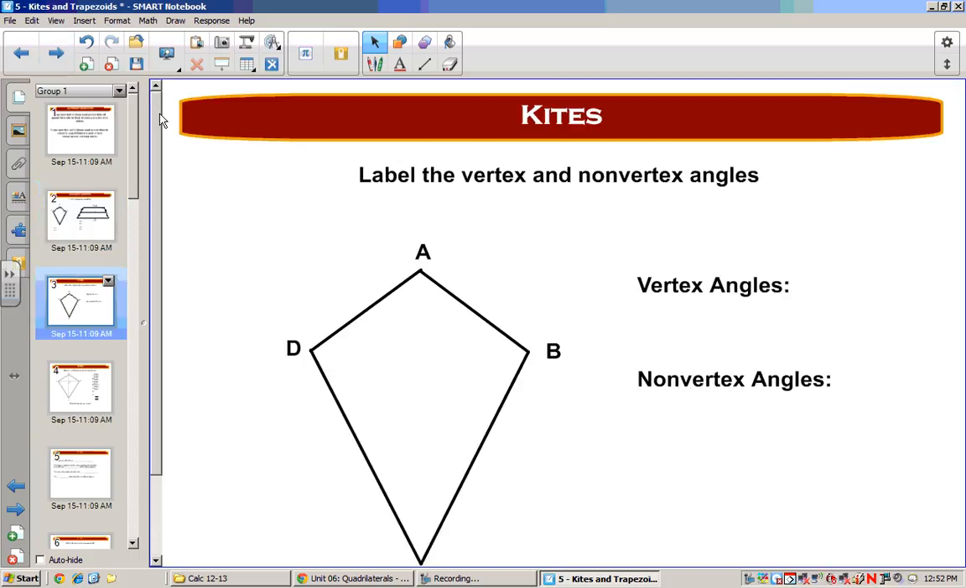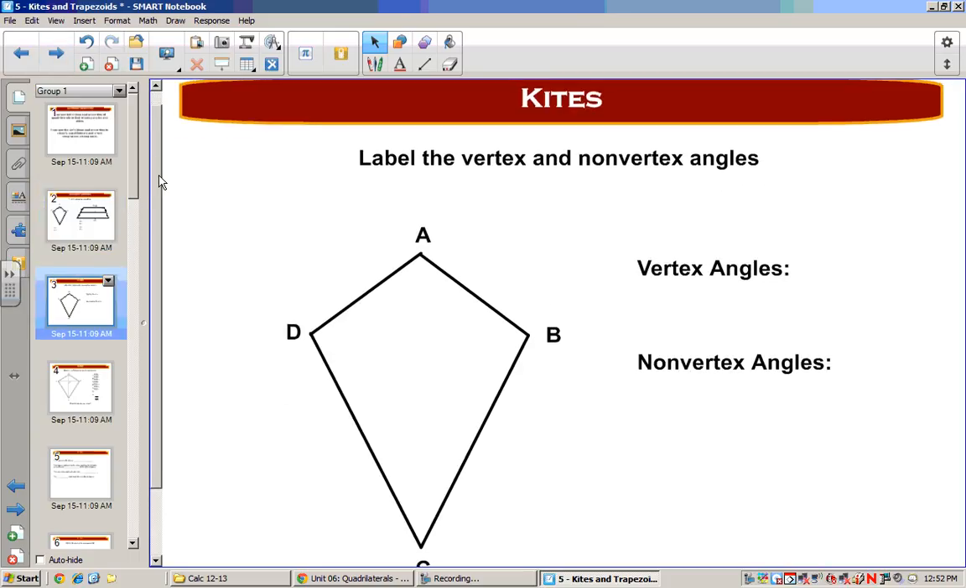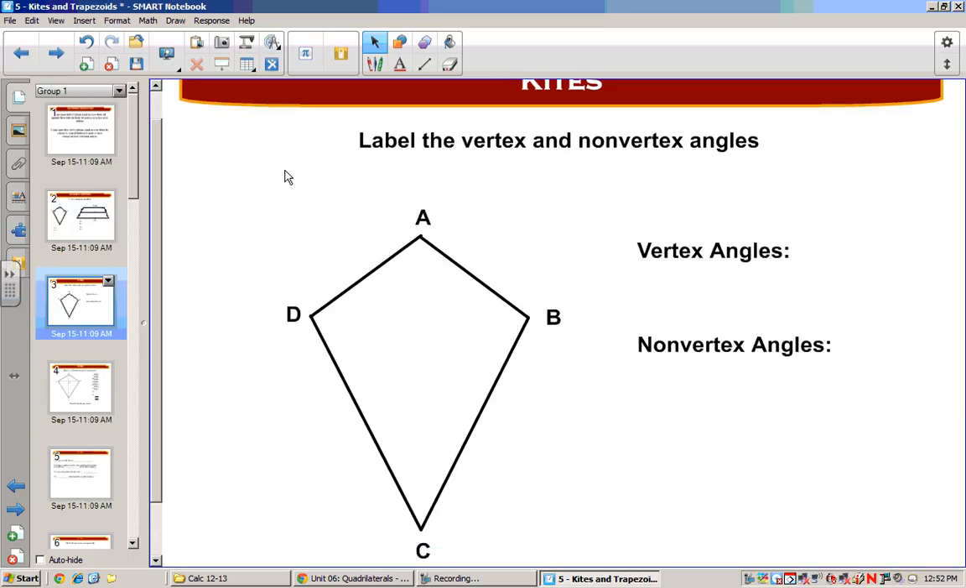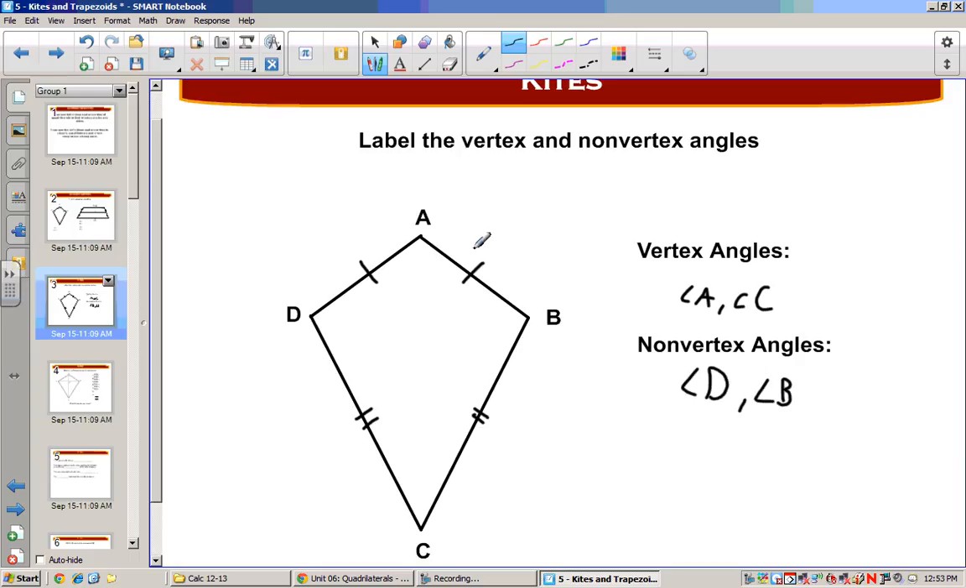Alright, the definition of a kite is two consecutive congruent angles, two sets. So these two are going to be congruent, and those two are going to be congruent. Now, your vertex angles are angles A and angle C, where your non-vertex angles are angle D and angle B. Vertex is where just the two congruent sides meet.